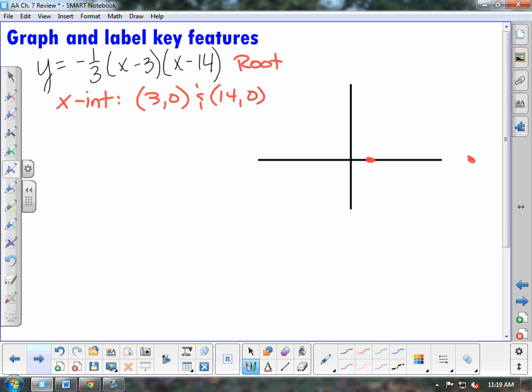Now then to find the line of symmetry, it's halfway in between 3 and 14, so 3 plus 14 divided by 2 is 8.5. And so right in here, x equals 8.5 is the line of symmetry.